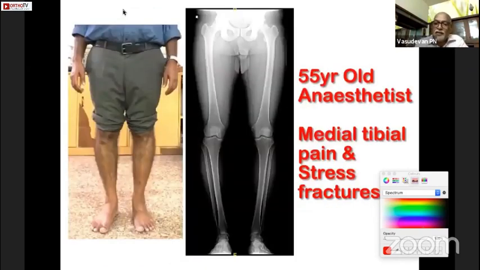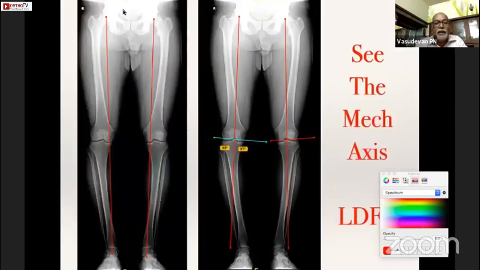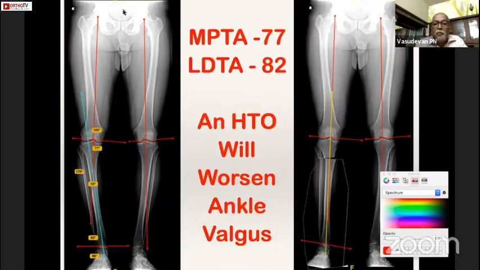A 55-year-old anesthetist with medial tibial pain and multiple incidents of stress fractures on the medial side. See, the mechanical axis goes to the medial side of the knee joint, and his femur is perfect. But look at the tibia. His MPTA is 77 degrees and LDTA is 82 degrees, distal tibial valgus.